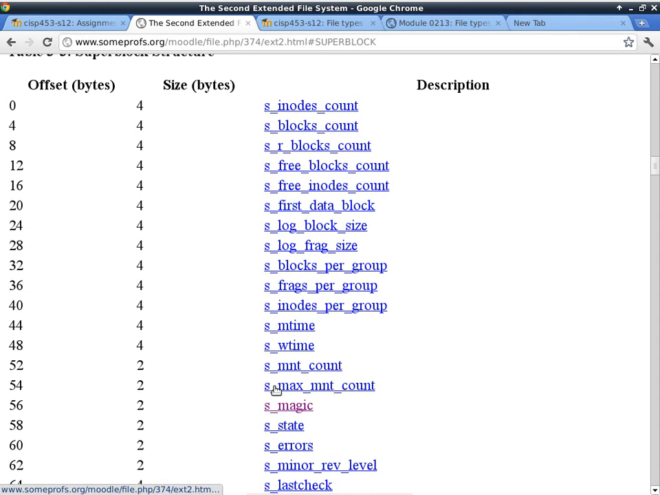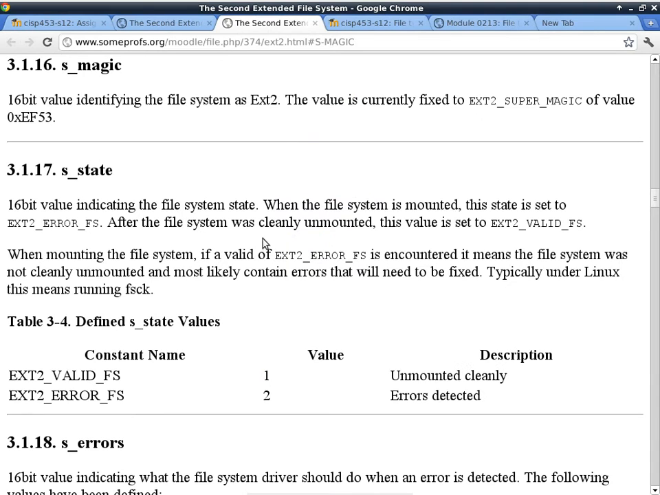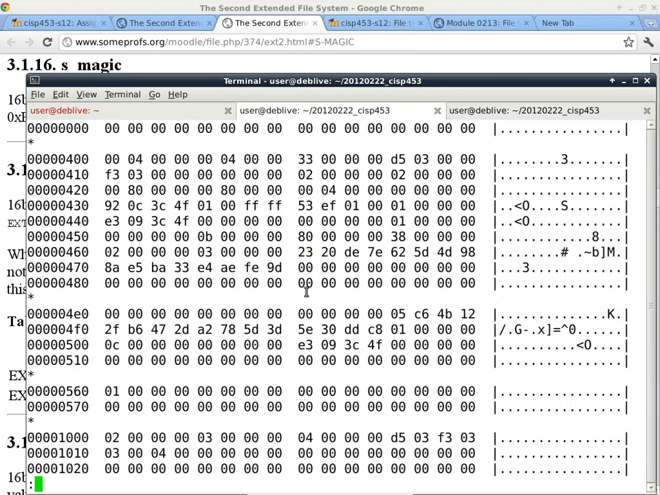Do they match what we're expecting? Well, let's take a look. 16-bit value identifying the file system as extension 2. It is fixed to extension 2 supermagic of value EF53, and this is using the little endian interpretation. The little endian interpretation means the least significant byte is stored first. In this case, the least significant byte is the 53, so this one should have a lower address, or it will be the first byte in the superblock. If I switch back to the hex dump, that's exactly the case, because we can see the 53 is the first byte, and then the EF is the second byte. So the signature is found. Are we doing okay with this so far? Okay.